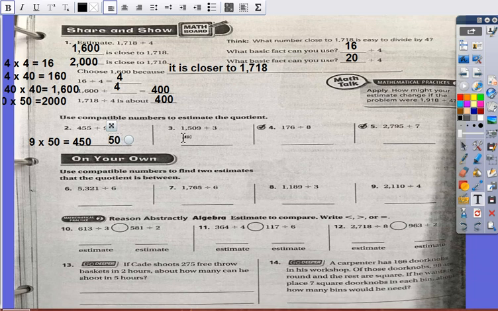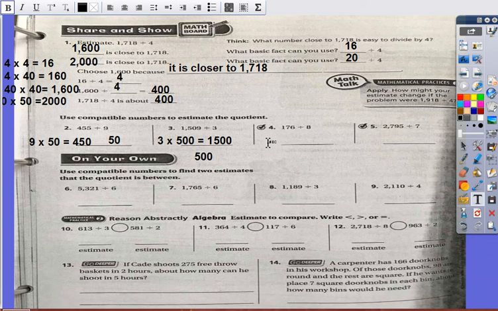Coming over to this one, I know that 3 times 5 is going to get me to 15. Now I notice that my number here is 1,509, so I'm going to add a couple zeros on there. Then I can add a couple zeros onto my answer. So now I'm at 1,500. That's pretty close. So my answer here would be 500. Try number 4 and 5 by yourself. See how you do. Pause the video and then check your answer.